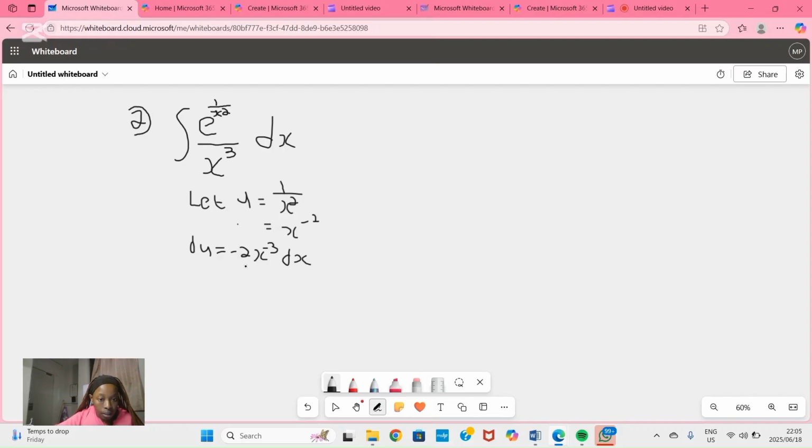We are looking for dx. So before calculating dx, we have to change this negative 3 to be a positive exponent. So we're going to say negative 2 over x cubed. Now our exponent is positive. Then we don't forget to write our dx. Then from here we can calculate dx.